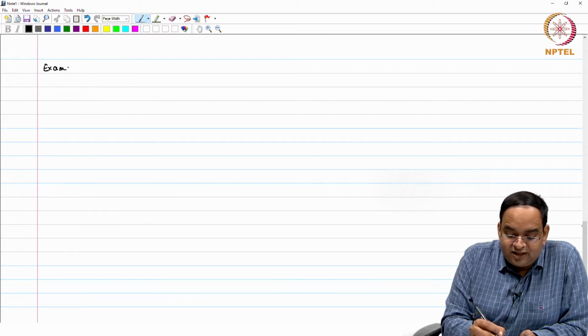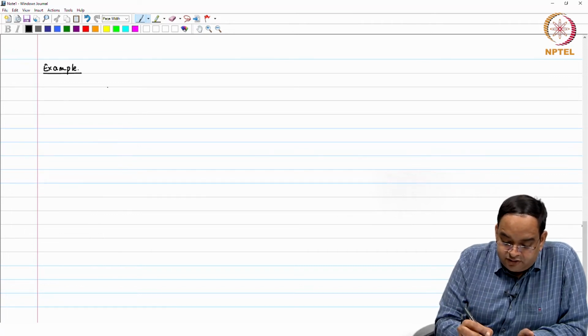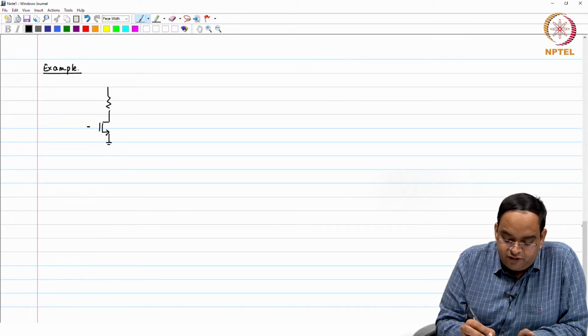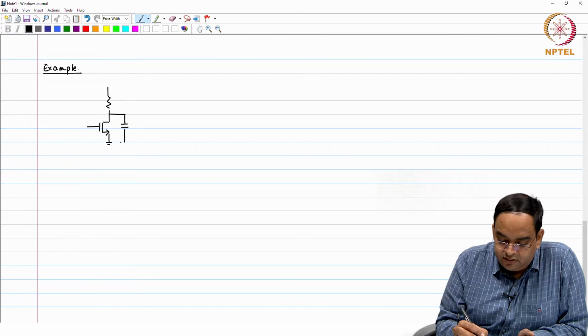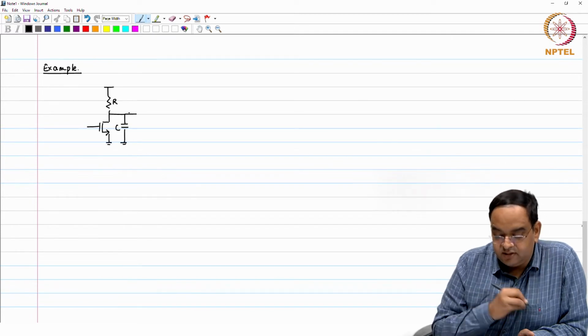A simple example of a ring oscillator. Why we call it a ring, you will see. I have a simple common source amplifier, designed with the help of a MOSFET, R and C component. So, this is R and this is C.